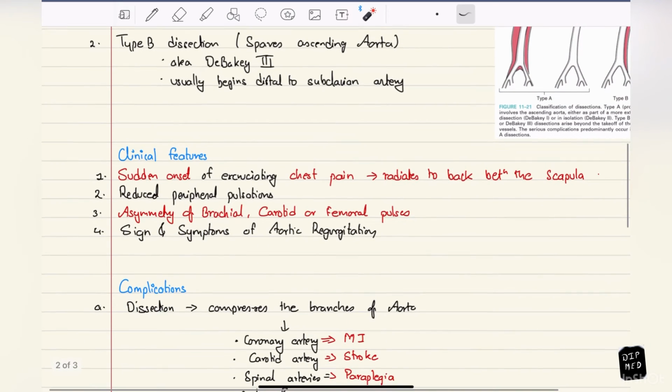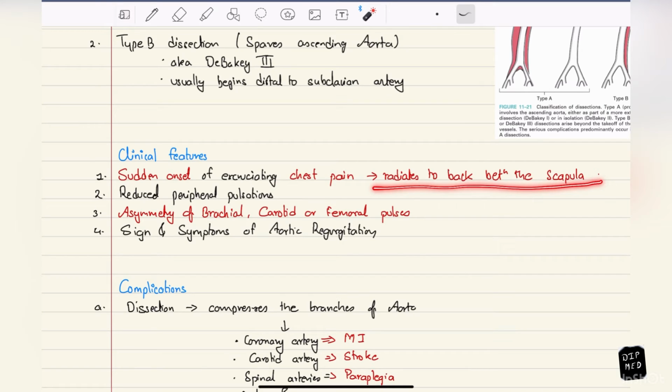Now coming to the clinical features. There is sudden onset of excruciating chest pain which radiates to the back between the scapulae. Reduced peripheral pulsations. Asymmetry of brachial, carotid, or femoral pulses. So there can be brachiofemoral delay or radioradial delay. Signs and symptoms of aortic regurgitation. As I've already explained, if it moves retrograde towards the aortic valve, it can cause aortic regurgitation, and that can manifest as so.